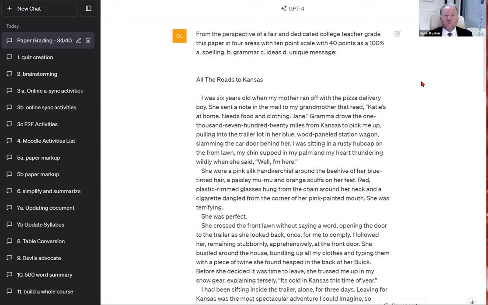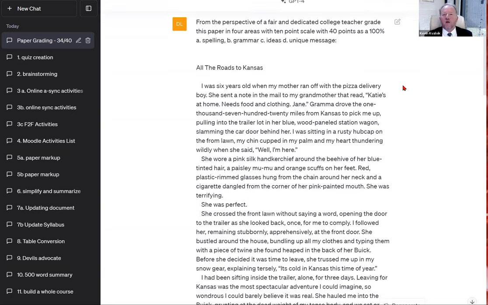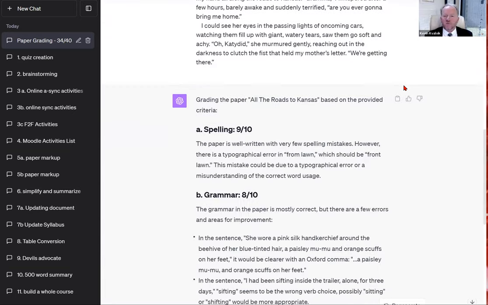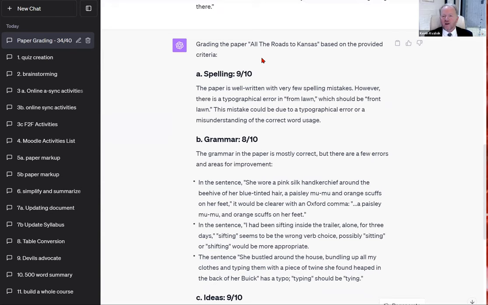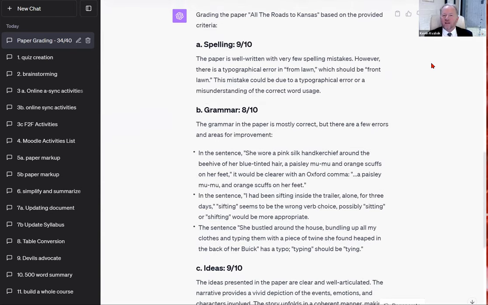Some of it may not be in bounds. For instance, here's the first thing I've got: from the perspective of a fair, dedicated college teacher, grade this paper in four areas on a 10-point scale, with 40 points being 100%: spelling, grammar, ideas, and a unique message. You might imagine the AI would say it can't do that because it's a value judgment. But no, it says, grading the paper, and look at this.